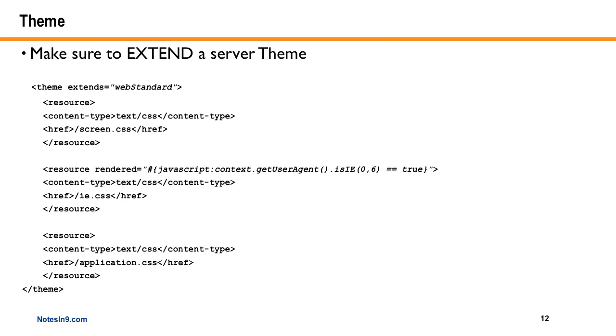So what does a theme look like? Well, it looks kind of like this. The most important thing about a theme is to extend a server theme. And there are basically two that come with it. So you've got the web standard and One UI.